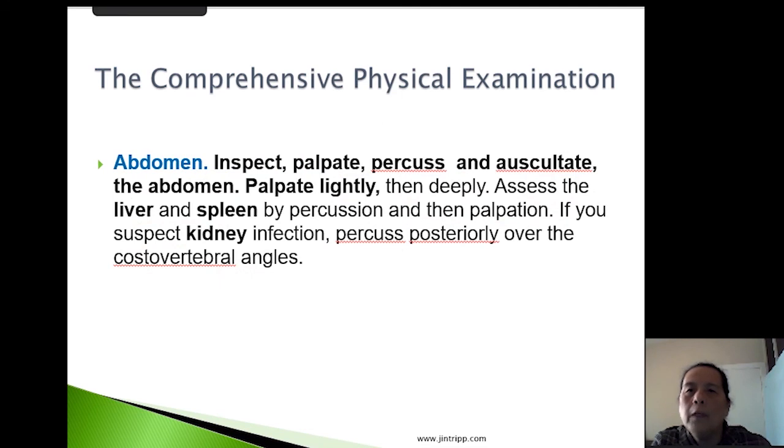Then we move into the abdominal area. So abdominal area, we still use the full way of checking. So full way: inspection, palpation, percussion, and auscultation. So that's the full way for the abdominal area also.